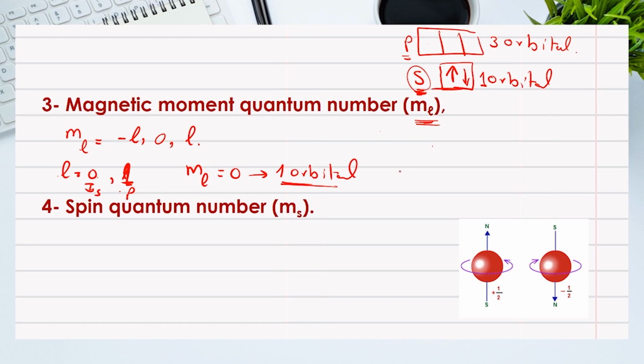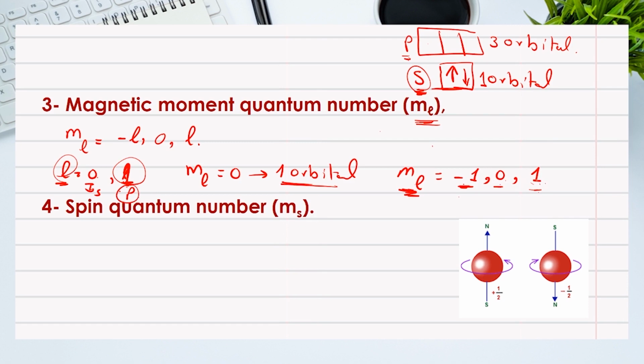Now for mL of L equal to 1, it is equal to minus L, which is minus 1, and 0, and 1, which is L. So when L is equal to 1, we have mL equal to minus 1, 0, and 1. So this is why we have 3 orbitals in P, because L equal to 1, which is the subshell P, actually has mL values of minus 1, 0, and 1.